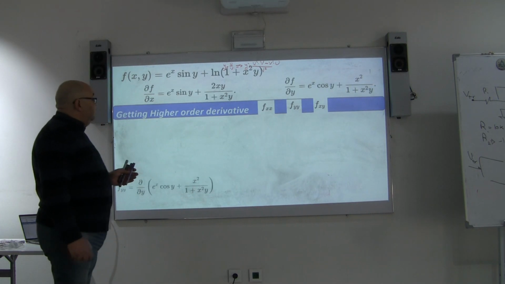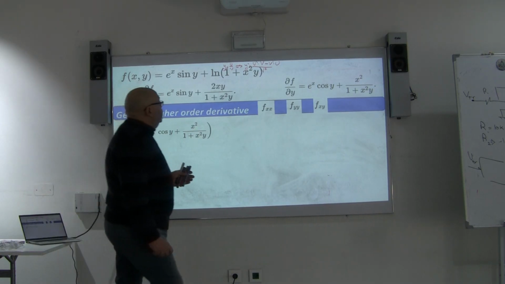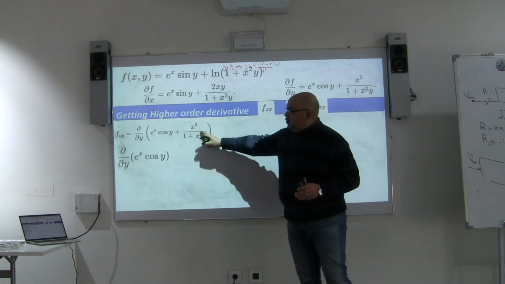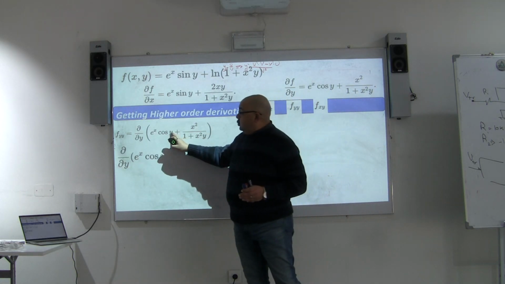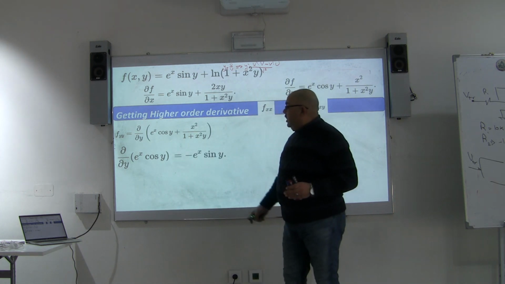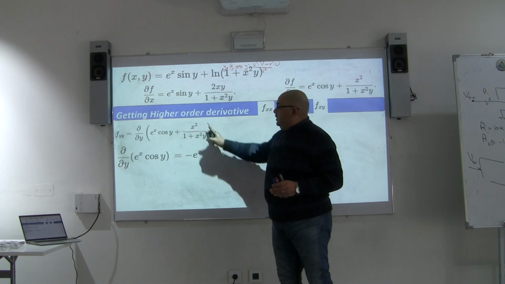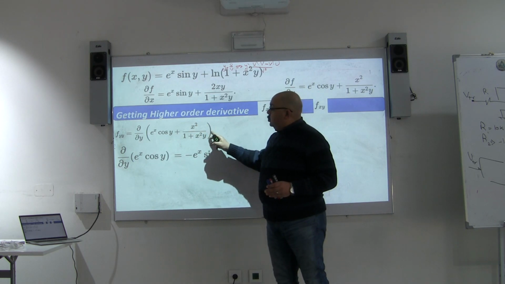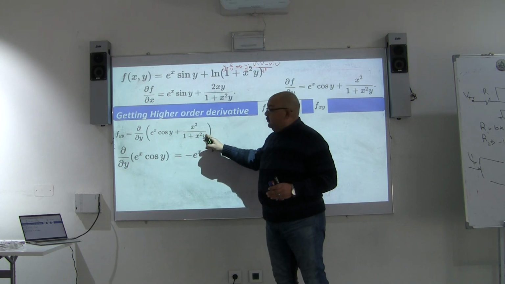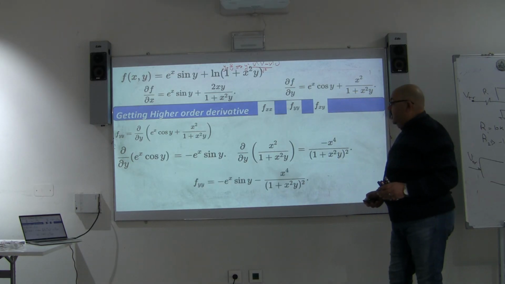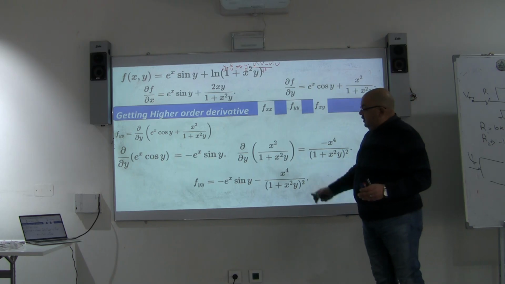As you can see, for the second derivative with respect to y, I will differentiate the function with respect to y, and then once more with respect to y. The first part with respect to y is e to the x cosine y, which is going to give you negative e to the x sine y. The second part will work the same way: I will square the denominator, having the denominator to the power of 2, and then differentiate the denominator with respect to y, and then try to simplify it. That's the final form.